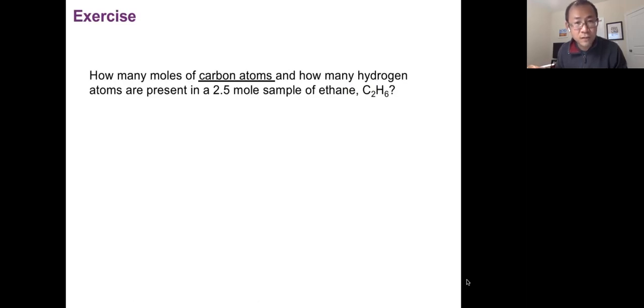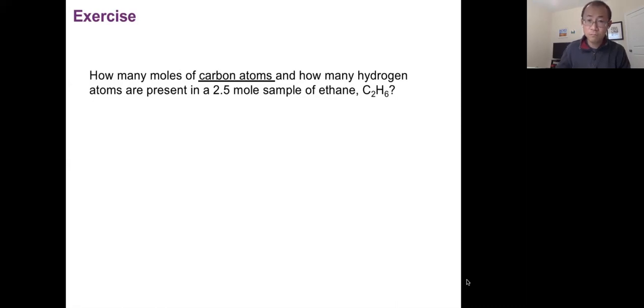Question here, asking how many moles of carbon atoms and how many hydrogen atoms are present in 2.5 moles of ethane. So there are 2 questions. The first question is easy. The second question is one extra step. So let's take a look at one and then the other. The first question asks you, how many moles of carbon atoms?